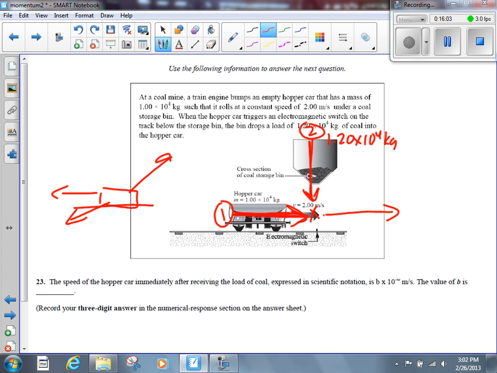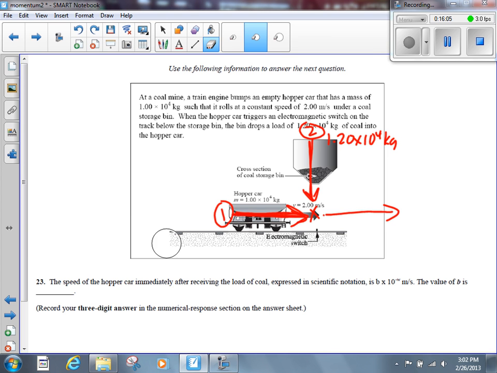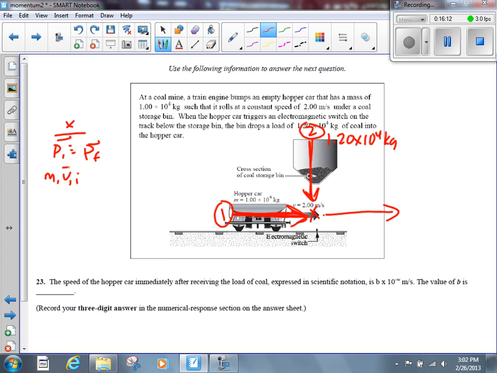Okay, let's do this now. Let's analyze just the x component. We're going to say pi is equal to pf. We're going to say m1 v1i plus m2 v2i equals (m1 + m2) vf.